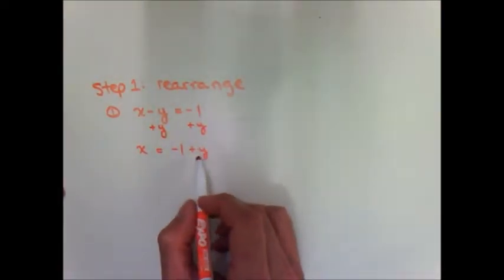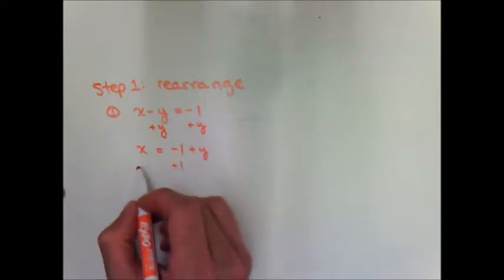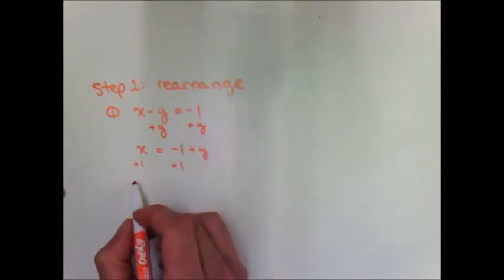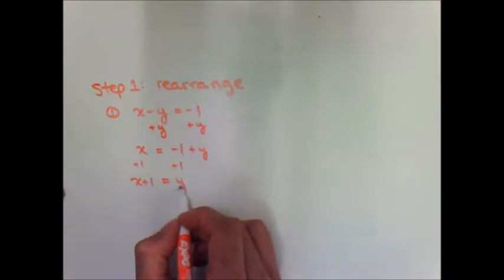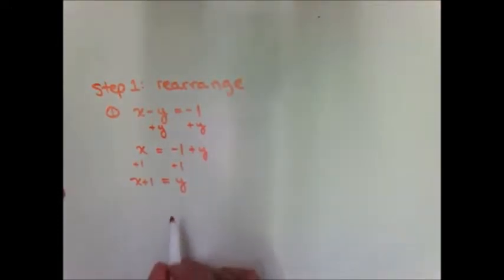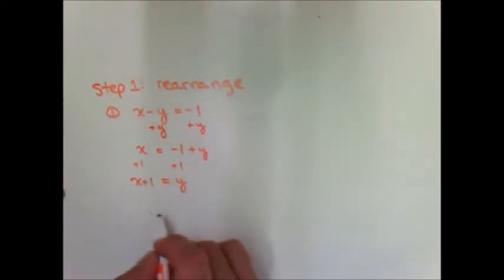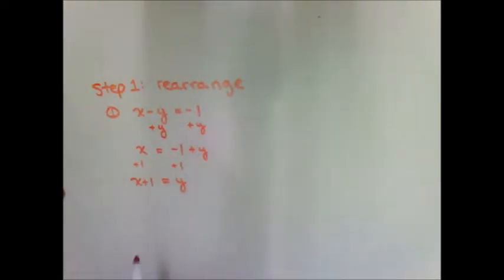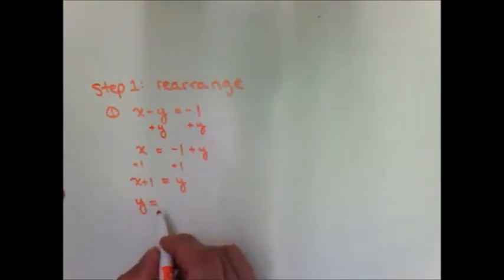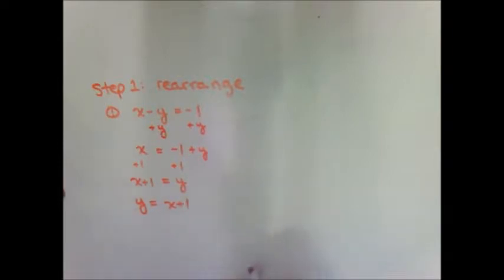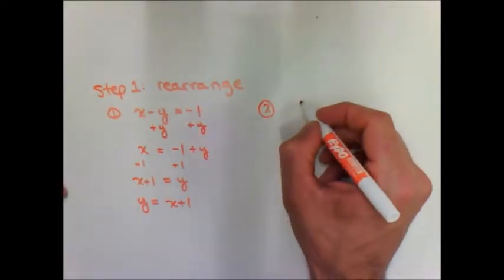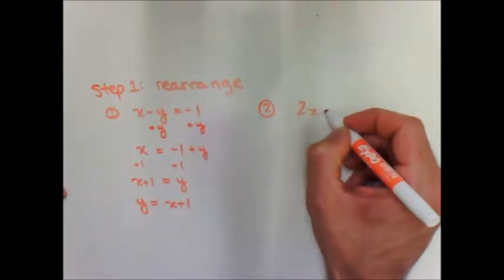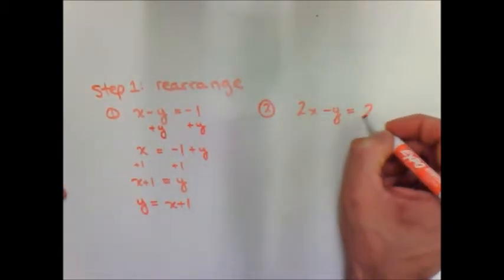Now to get y by itself, I'm going to add 1 to both sides. So now I have x plus 1 equals y. And so that we can see it more easily, I'll rearrange this into y equals mx plus b, so it's easier for us to see y equals x plus 1. Good. Equation 2 is 2x minus y equals 2.